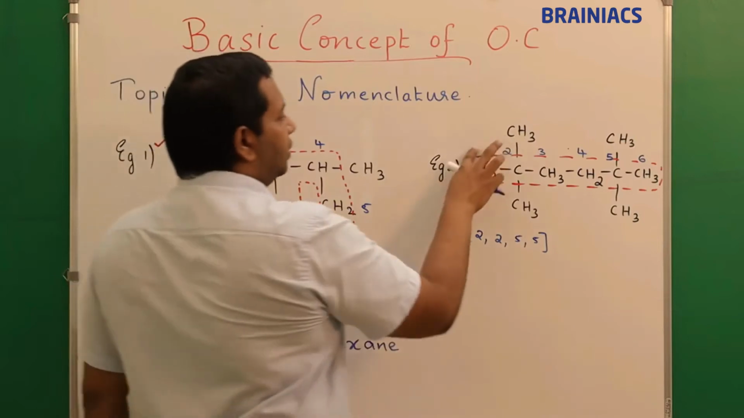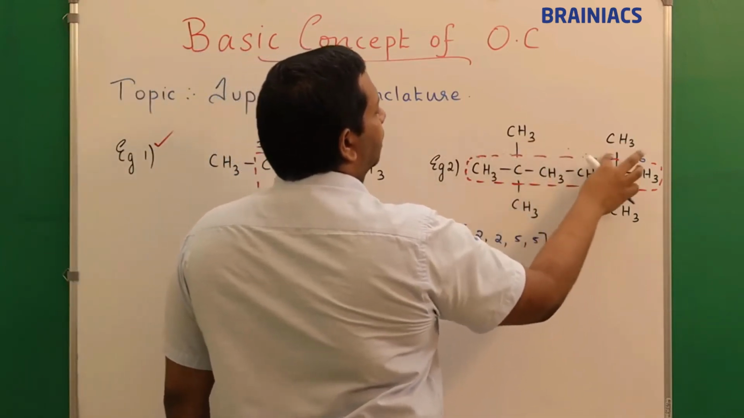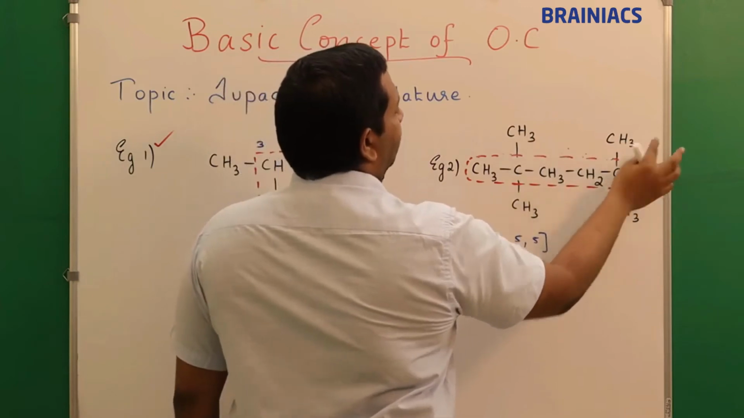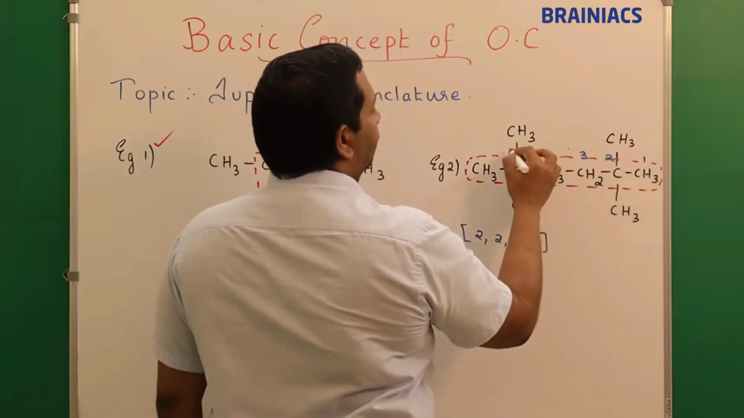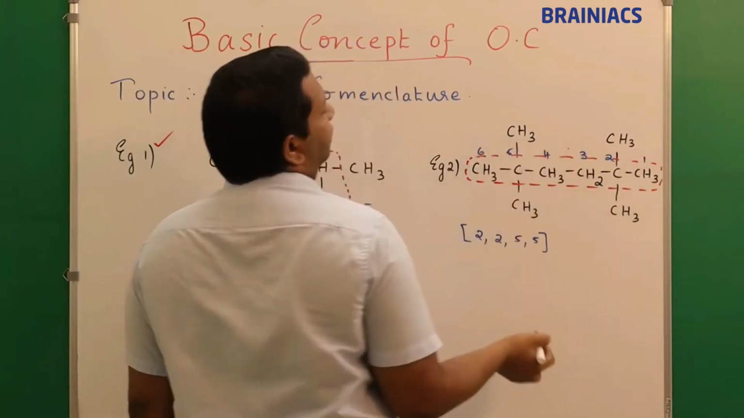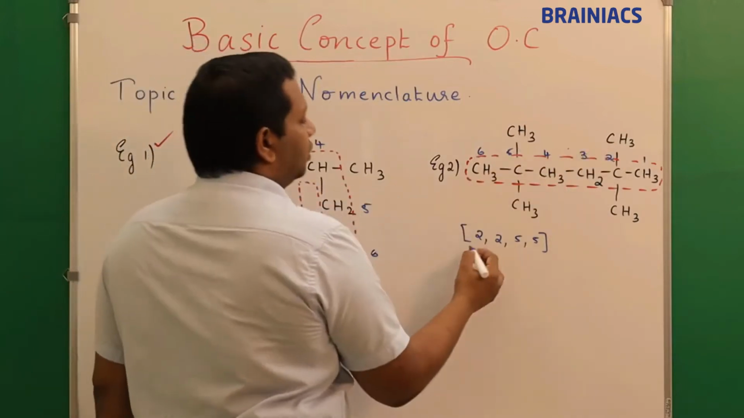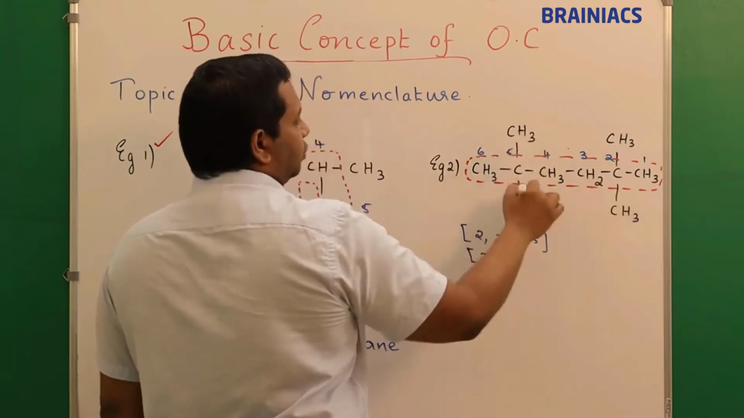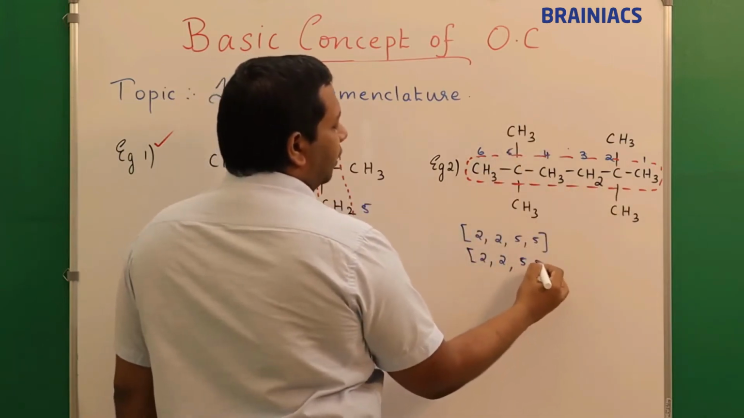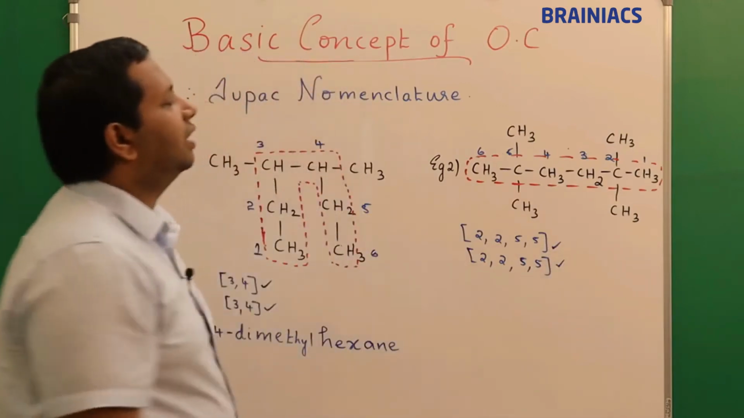Now suppose I am trying to find it in the other way. Okay, I am trying to do it in this way. 1, 2, 3, 4, 5, 6. In this case, what are the numbers coming? Again at position 2 there are 2 methyl groups, so 2, 2. Then here 2 methyl groups, then I can write 5, 5. So both are correct actually. Okay, so if both are correct, then I can choose any numbering.